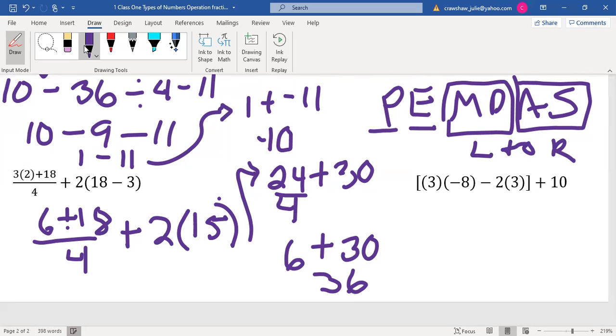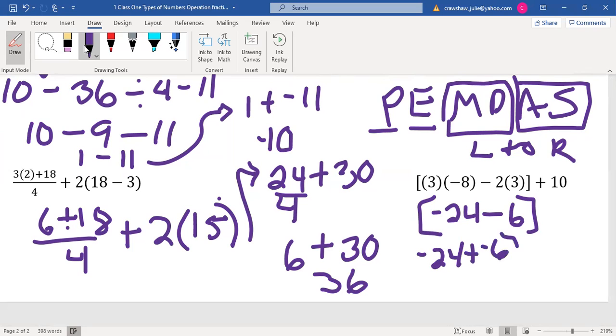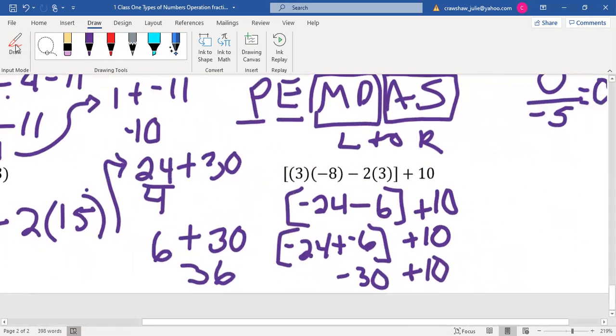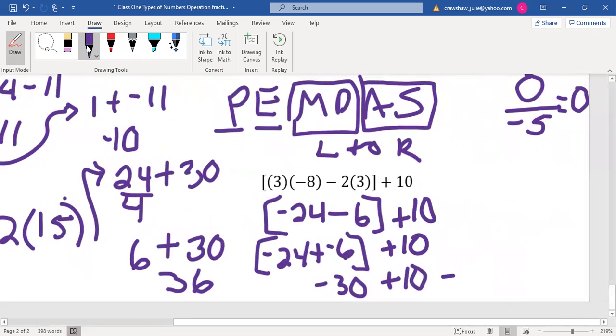So my last one, I have large brackets. 3 times negative 8 is going to be negative 24 minus 2 times 3, which is 6. Again, they're both negative. I could rewrite that as negative 24 plus a negative 6, which is going to give me a negative 30. Now, negative 30 plus 10, they're different signs, so really I subtract. I have more negatives, so I'm going to end up with a negative 20.